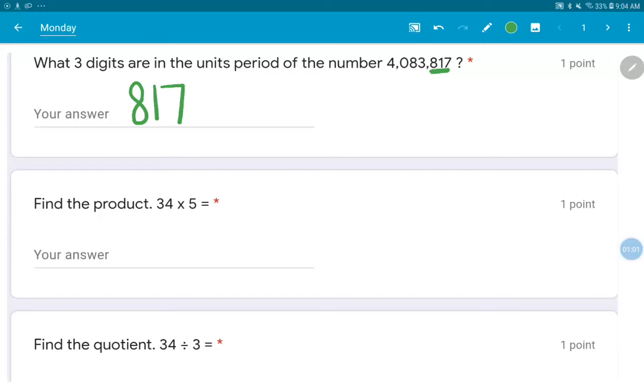How did you find the product of 34 times 5, Christopher? What did you do to solve? I added 34 5 times. Okay. So you did 34 plus 34 plus 34 plus 34 plus 34.